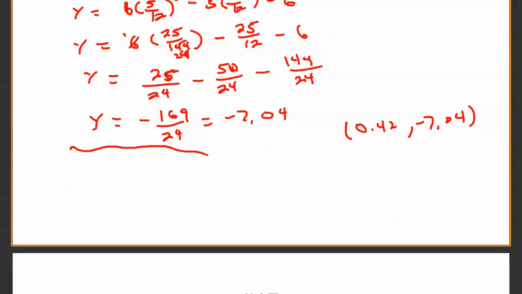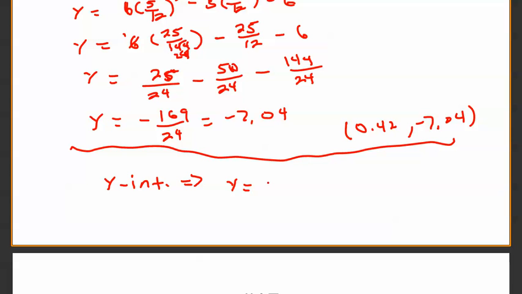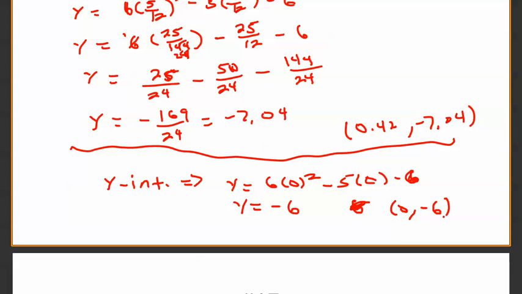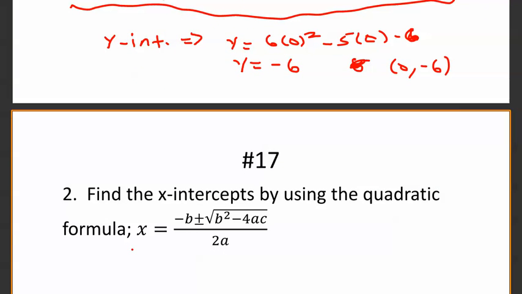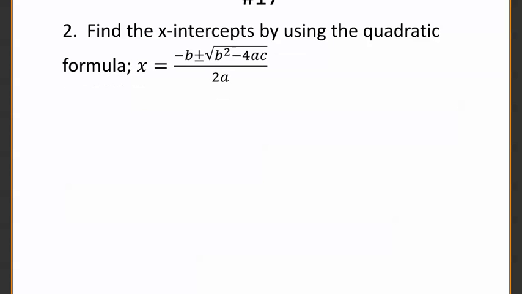So again, the y-intercept is where you simply plug in 0 for x. So we have y equals 6 times 0 squared minus 5 times 0 minus 6, which tells me that my y-intercept is -6, or the point (0, -6). Then the x-intercept, we're going to use the quadratic formula again to find that x-intercept, or the x-intercepts, probably more than one.